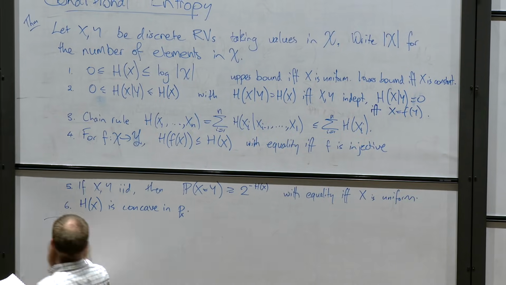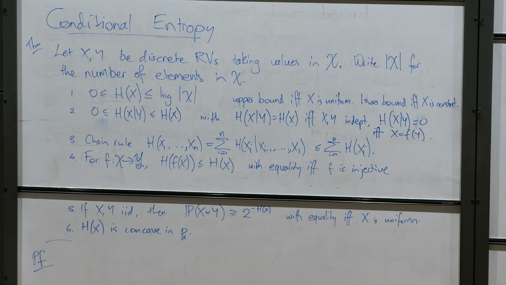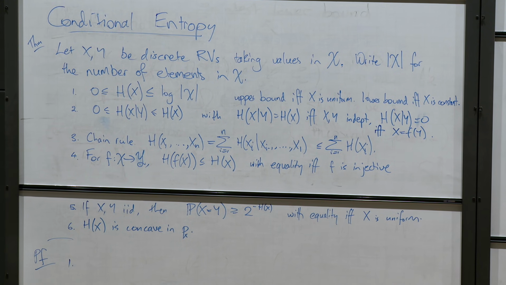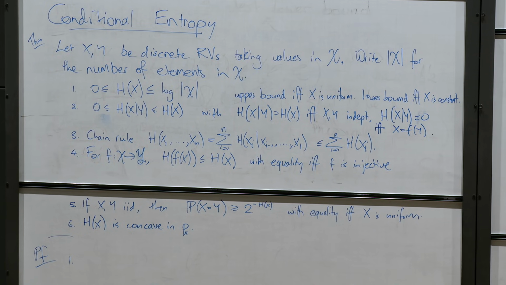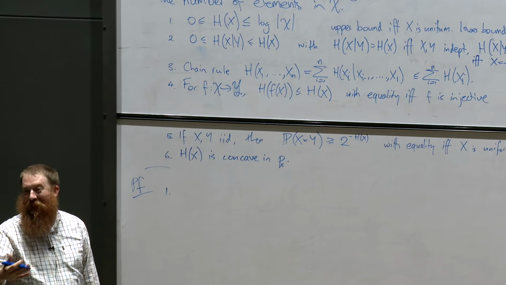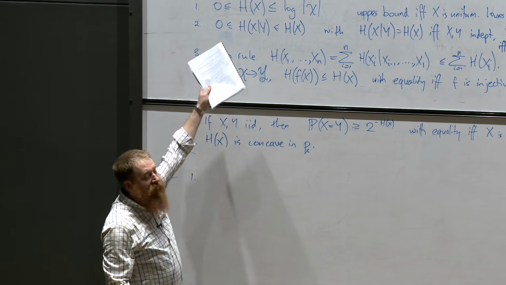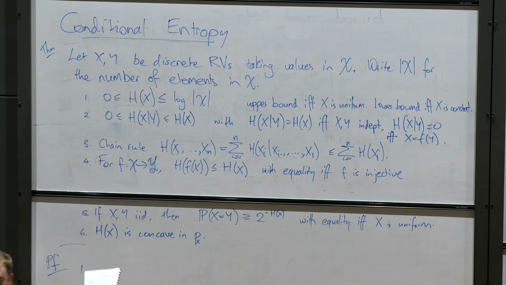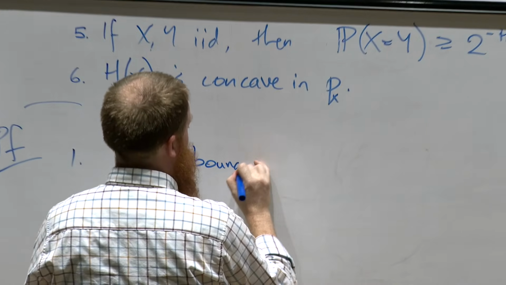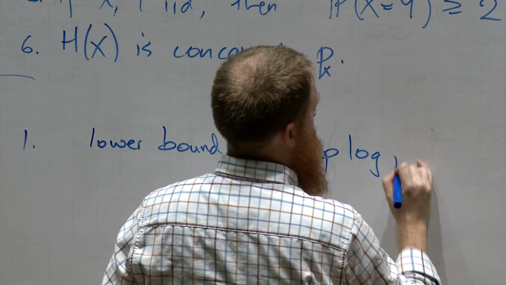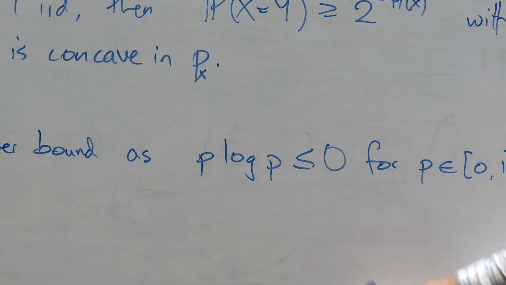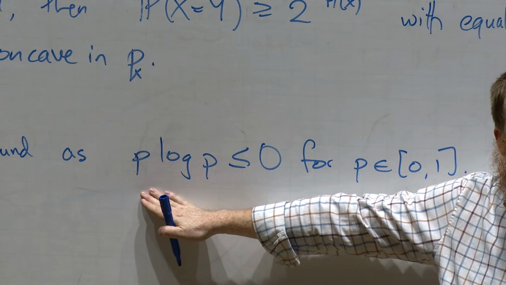We'll keep going on this board for now. Okay, so the lower bound is just the definition of entropy. You notice that p log p, well, p is less than 1. Log p is therefore less than 0. p log p is less than 0. Minus p log p is more than 0. So when you add them together, you get the entropy, which is at least 0. Easy. Okay, so lower bound, as p log p is less than or equal to 0 for p in 0 to 1. Remembering that if I put 0 in, by definition, we put a 0 here.